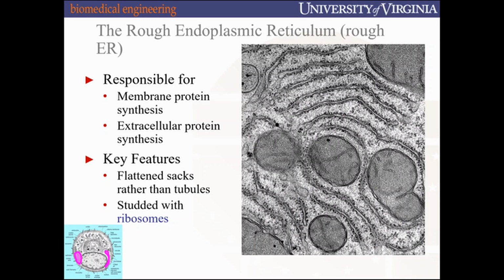They're synthesized here and then transported throughout the cell by a vesicle trafficking system that we'll talk about later in this lecture. As I said earlier, the rough ER and smooth ER are contiguous, part of the same larger endoplasmic reticulum organelle. Unlike the smooth ER, which is primarily tubules, the rough ER is composed of flattened stacks, which are also approximately 100 nanometers in diameter.